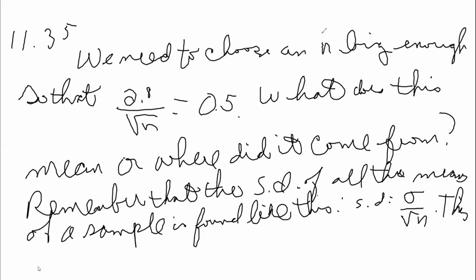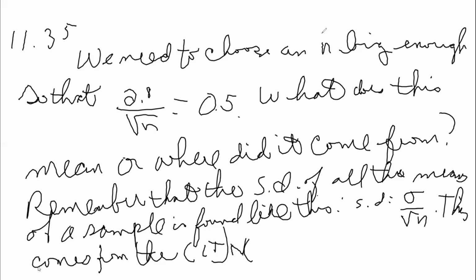This comes from the central limit theorem. Let me write it here. The distribution of x bar is normal, with mean mu, your mean, and standard deviation sigma divided by the square root of n, the number of things that you have. See, it looks like that.